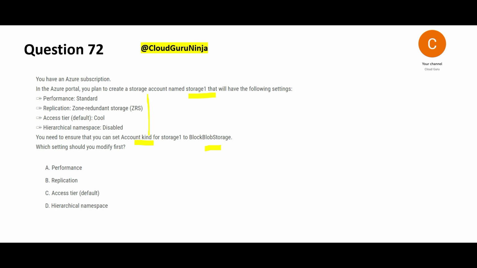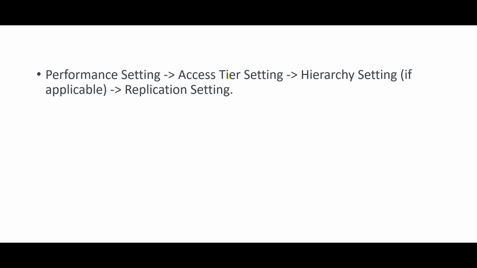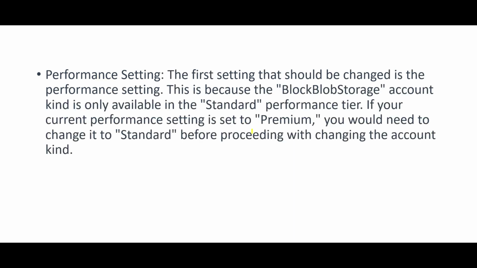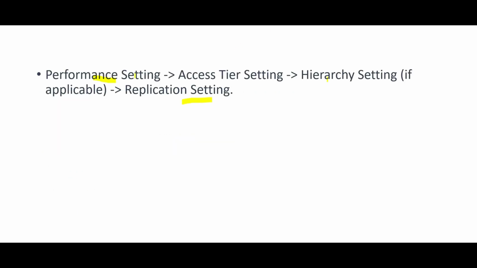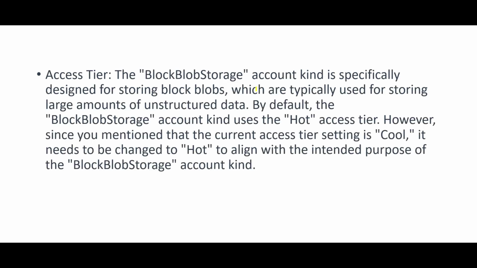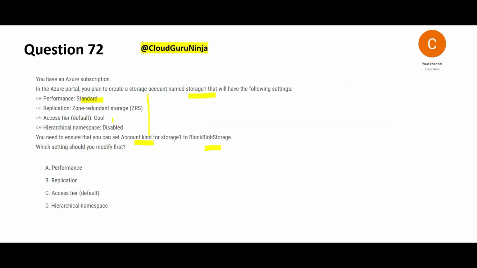There is a sequence which is usually followed for changing these settings. The sequence is as follows: performance setting, access tier setting, hierarchical setting, and then replication setting. So first, should we consider the performance setting? For blob storage, the performance setting should be standard. It is already standard in this question, so we should not change it. Then what should we modify first? After performance setting comes access tier. By default, it uses hot access tier, and currently it is set to cool. So we should change this cool to hot, otherwise it will not work with blob storage.